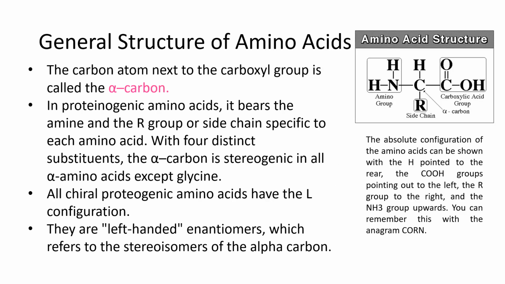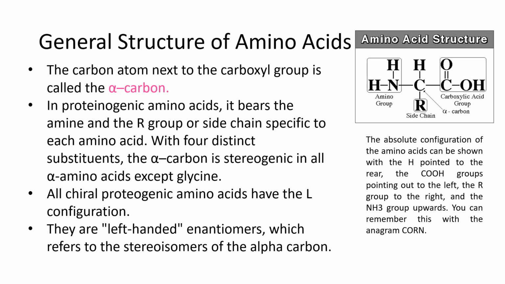General structure of an amino acid. The carbon atom next to the carboxyl group is called the alpha carbon. Alpha chirality is something that the MCAT puts a lot of weight on, so try to remember what an alpha carbon is. That will help you. In a proteinogenic amino acid, it bears an amine and an R group, or the side chain specific to each amino acid, with four distinct substituents. The alpha carbon is stereogenic in all alpha amino acids except glycine. So glycine is an exceptional case.